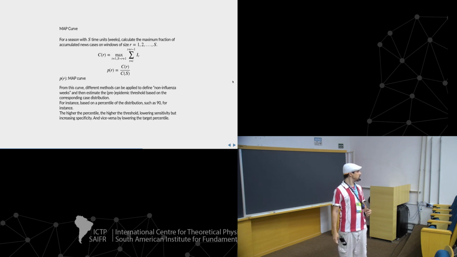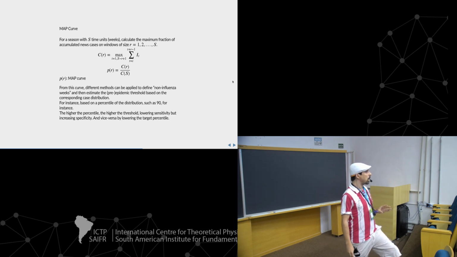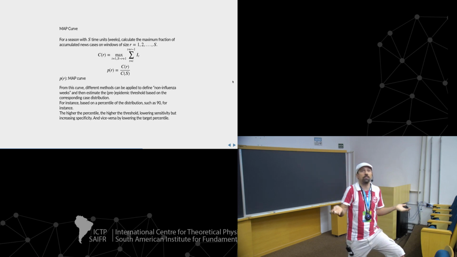It must increase. Unless I have only one point in my whole series, then it will be constant, right? So at least it is a non-decreasing function, right? Because it should increase, but at some point it might stabilize itself, right?